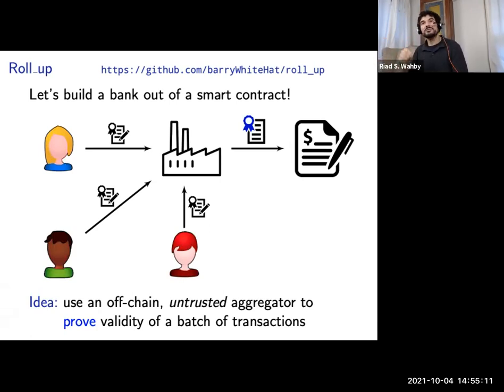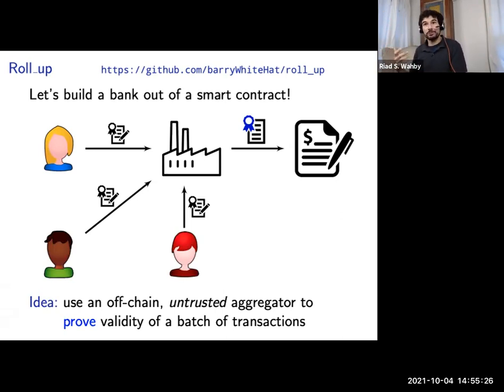So now, instead of checking 10,000 signatures, each of the workers who are securing the chain just has to check one proof, and that gives them confidence in all of these transactions all at once. I should point out there are some downsides to this too.